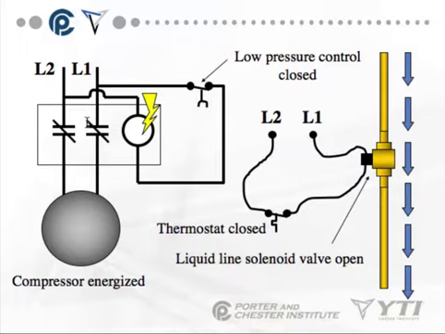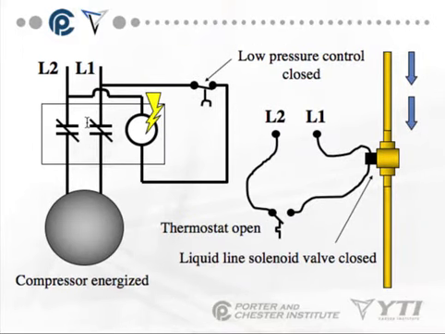This is an example of that. You'll notice the thermostat over on the right side under the wires closes. It allows the liquid line solenoid valve to open. When the low pressure control is closed, the compressor can become energized.